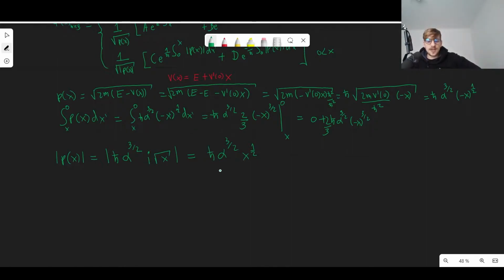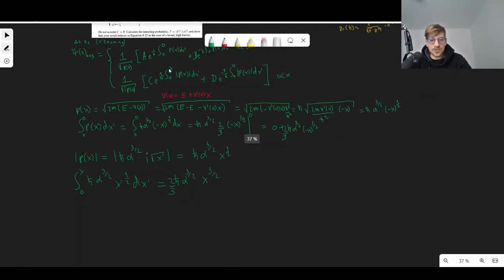Okay, so now integrating this between 0 and x, h bar alpha to the 3/2 x prime to the 1/2 dx prime. Integrating this, our constants do not change. And now what we have is x prime, it's going to be the same thing, so 2/3 and x to the 3/2 evaluated between 0 and x. At 0, it is 0, so we get the same thing. There we go.